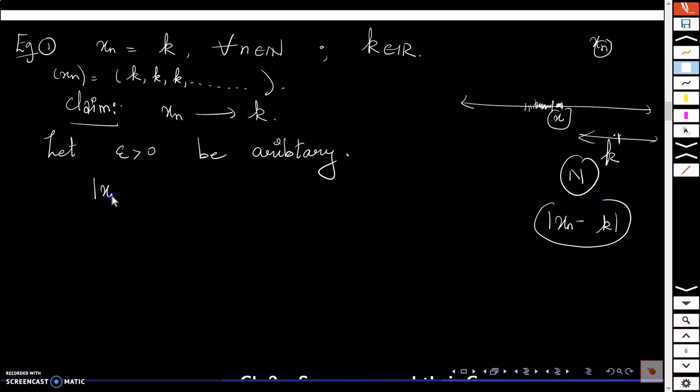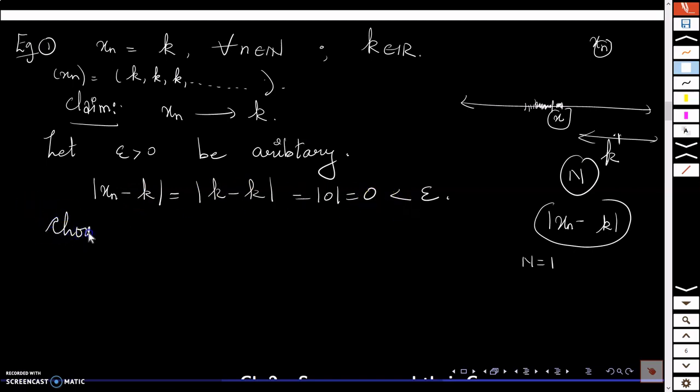So if you look at xn minus k, how much does it come to? What is the value of xn for each n? That's k. So this is nothing but k minus k, right, for all natural numbers n, and that's modulus of 0, which is 0, and 0 is already less than epsilon because epsilon is positive, right? So this is the simplest thing that can ever happen in a sequence. So in this particular case, for each natural number n, this difference is less than epsilon.